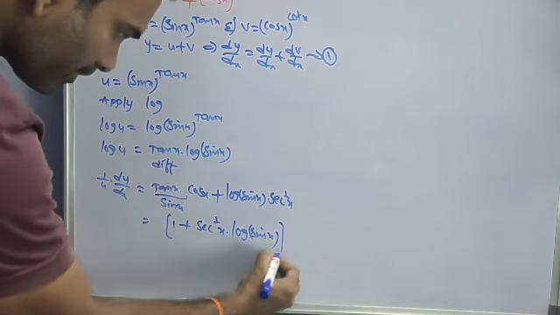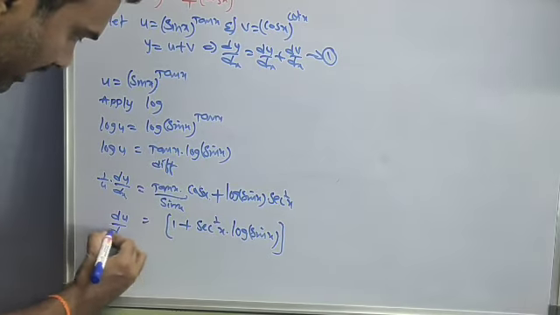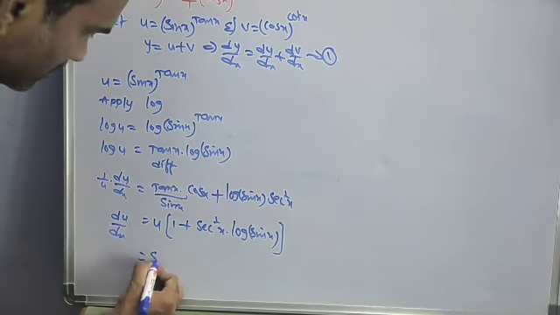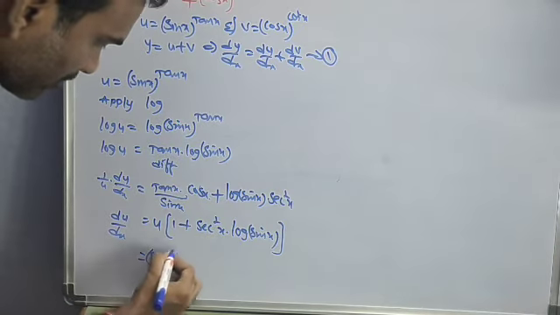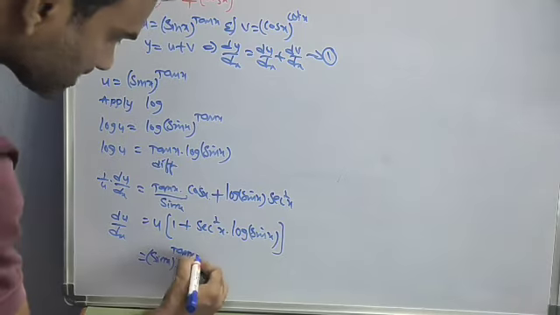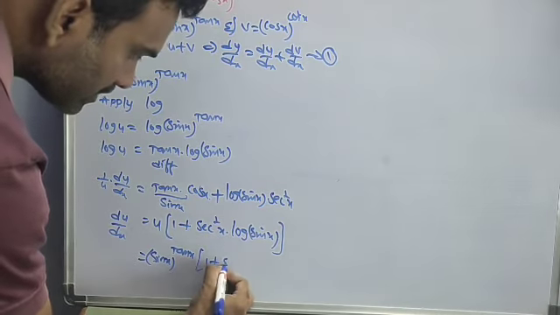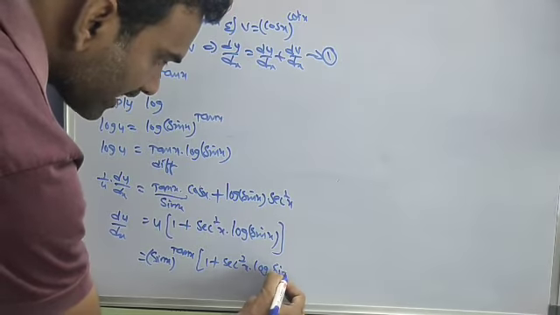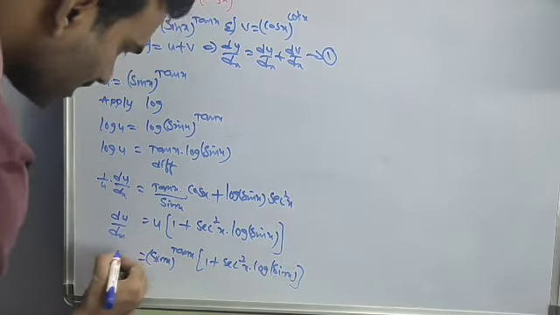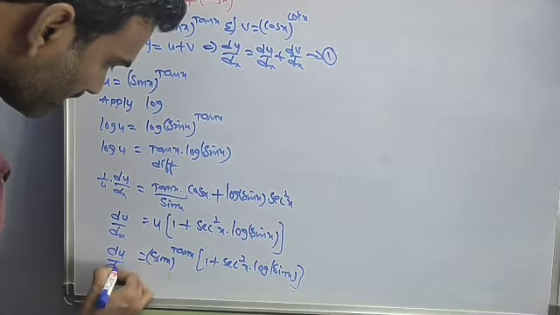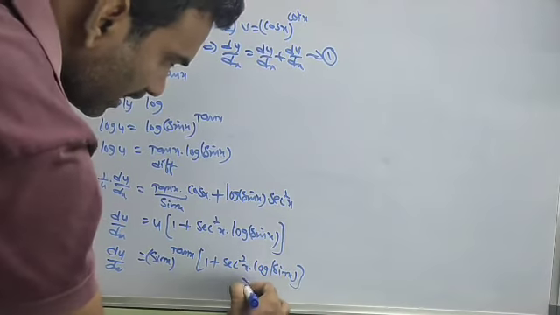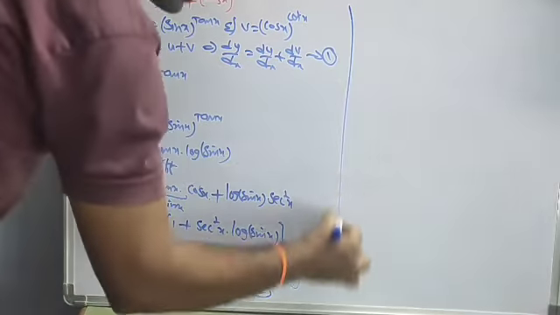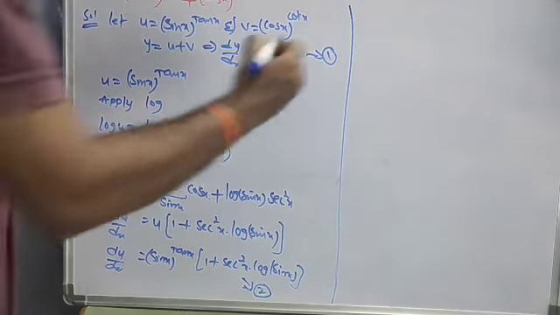Here du by dx equals u into, and u means sin x to the power of tan x, into 1 plus secant square x into log of sin x. So this is du by dx. I consider this equation 2. Next I am taking the v function.